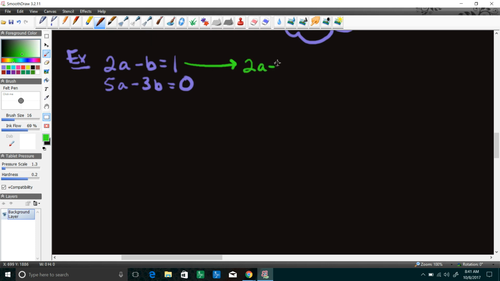So I'm going to solve this one. So 2a minus b equals 1. I'm going to move my b in this part because that just seems easier. I want the b by itself.